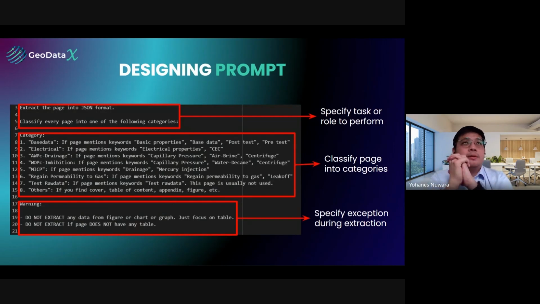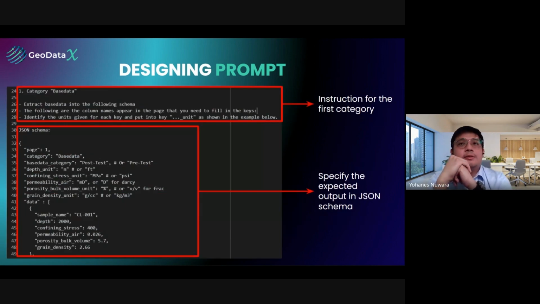And then this is how we design our prompt, because with LLMs we do lots of prompting. This is how we can use the LLM to extract the data. We can specify our prompt, and here we can specify the role of the LLM and what to do. We ask the LLM to extract the data and put it into a JSON file. But before that, since this example is a petrophysical report, it needs to classify which category this page belongs to. For example, if we are seeing this base data, such as electrical drainage, there are lots of categories. For each category, we give the instruction and also specify the JSON schema.